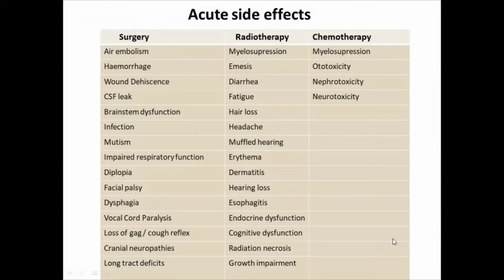So what are the acute side effects associated with radiation therapy? I have divided this into three categories: acute side effects associated with surgery, radiotherapy, and chemotherapy. So what are the acute side effects associated with surgery? There can be air embolism, hemorrhage, wound dehiscence, CSF leak, brainstem dysfunction, infection, mutism. They can be impaired respiratory function, diplopia, facial palsy. They can be vocal cord paralysis, cranial neuropathies.